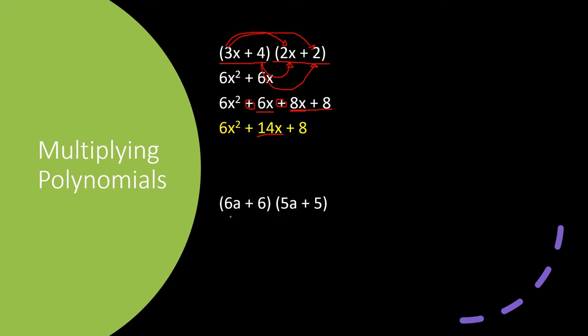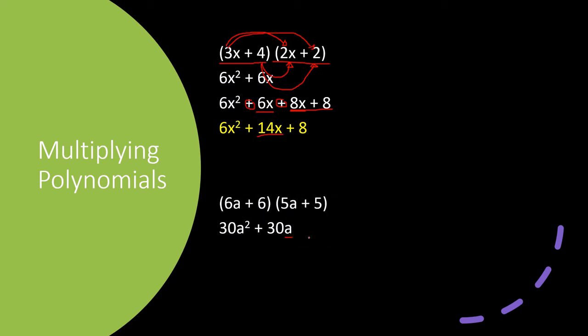So the first part right here, I'm going to multiply the 6a times the 5a, which is going to be equal to 30a squared. Okay, and then I'm going to multiply the 6a times the 5, which is equal to 30a. 6 times 5 is equal to 30, and the a, I just move it over because it exists in here, but it doesn't exist here.